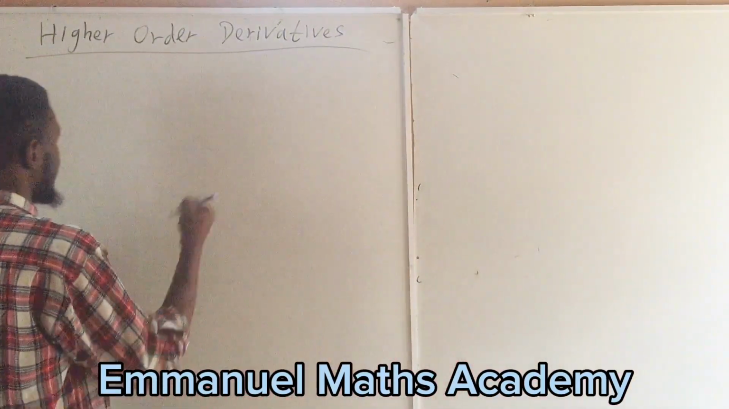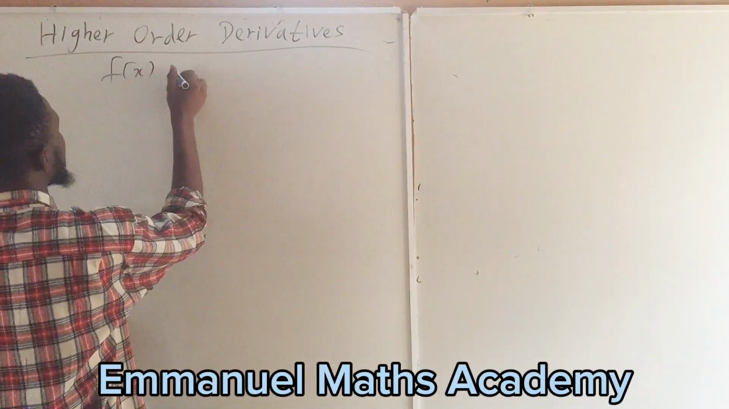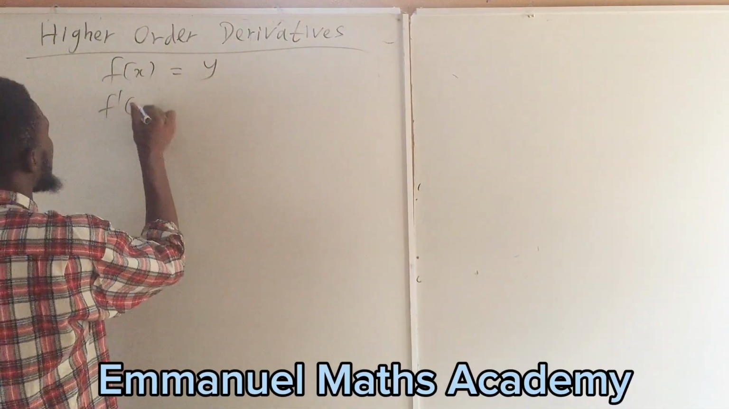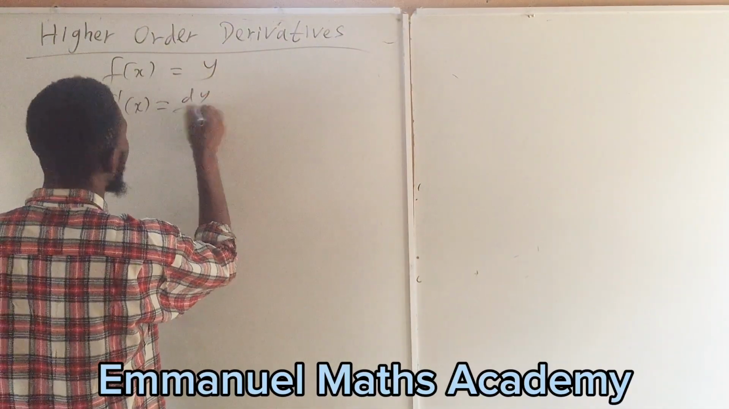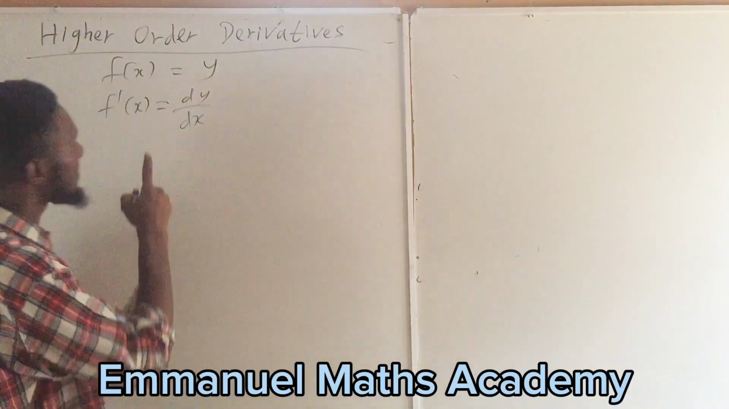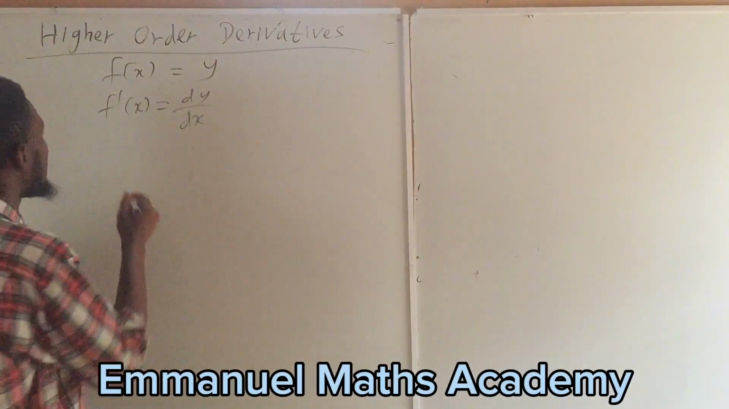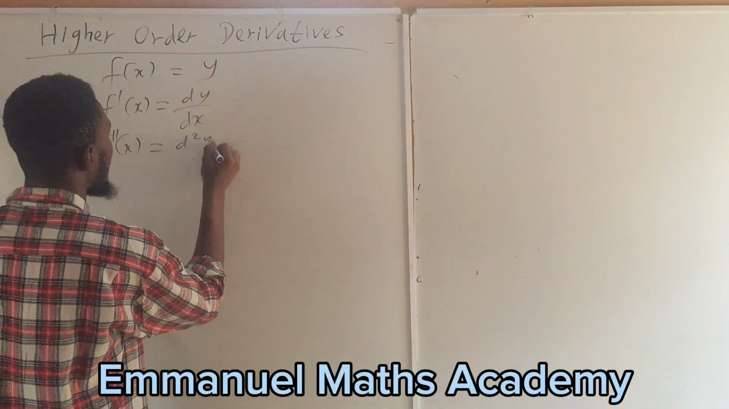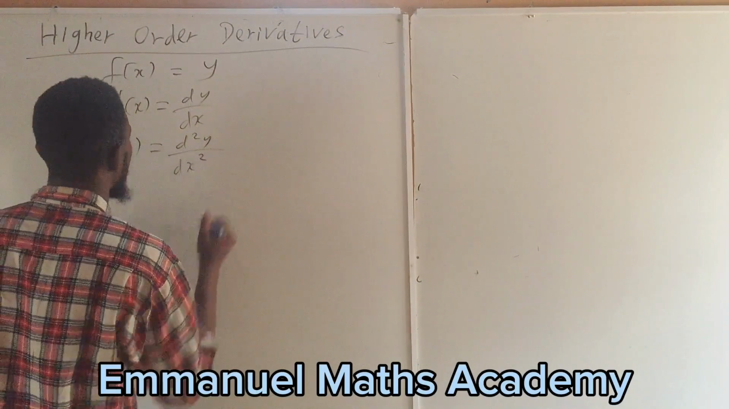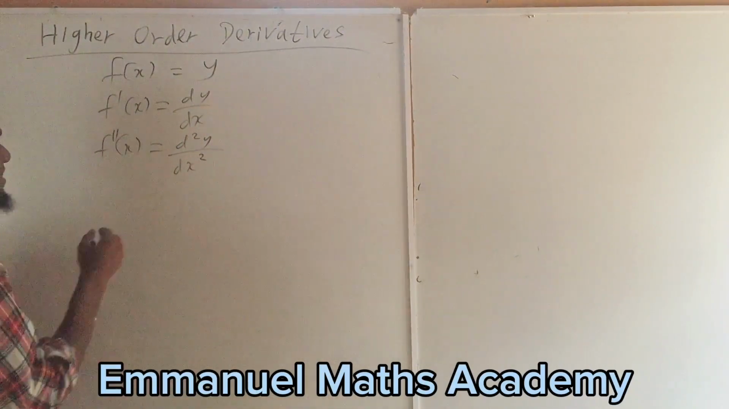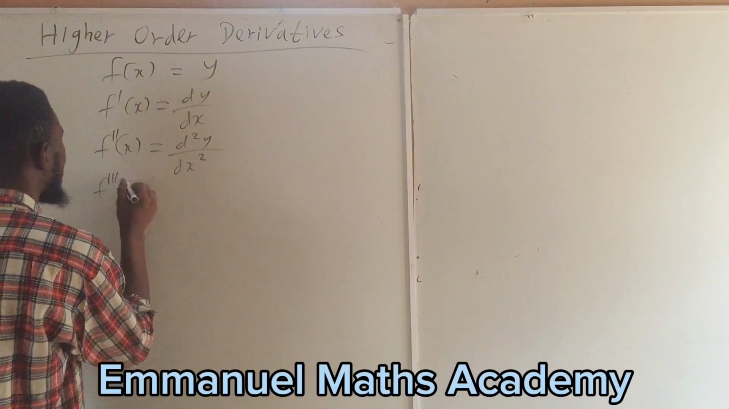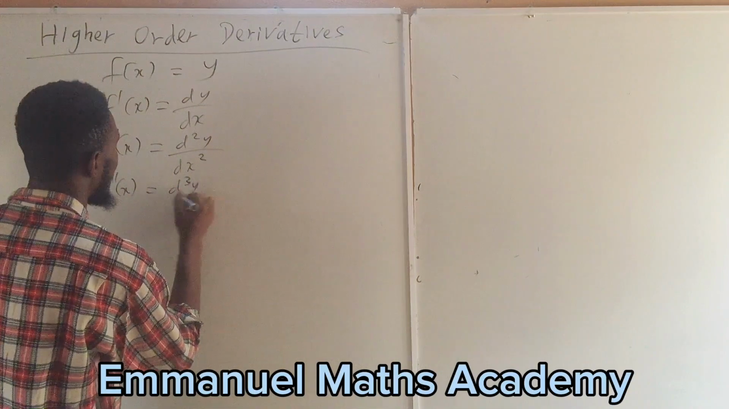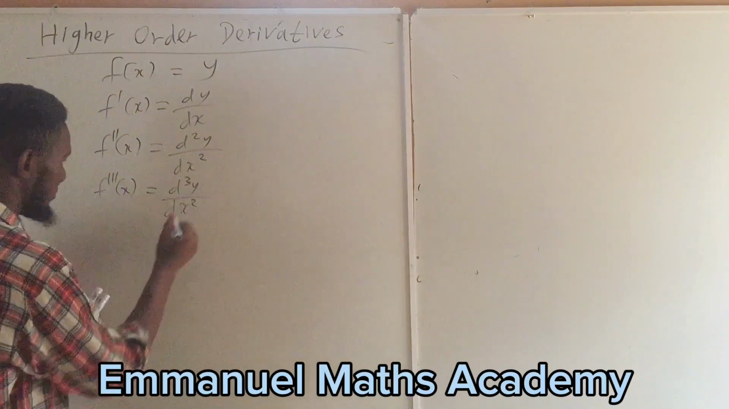If you are given f of x equal to y, the first derivative here is f prime of x equal to dy/dx. This is the first derivative. The second derivative will be f double prime of x equal to d squared y over dx squared, right? Then the third derivative also will be what? f triple prime of x equal to d cubed y over dx cubed.